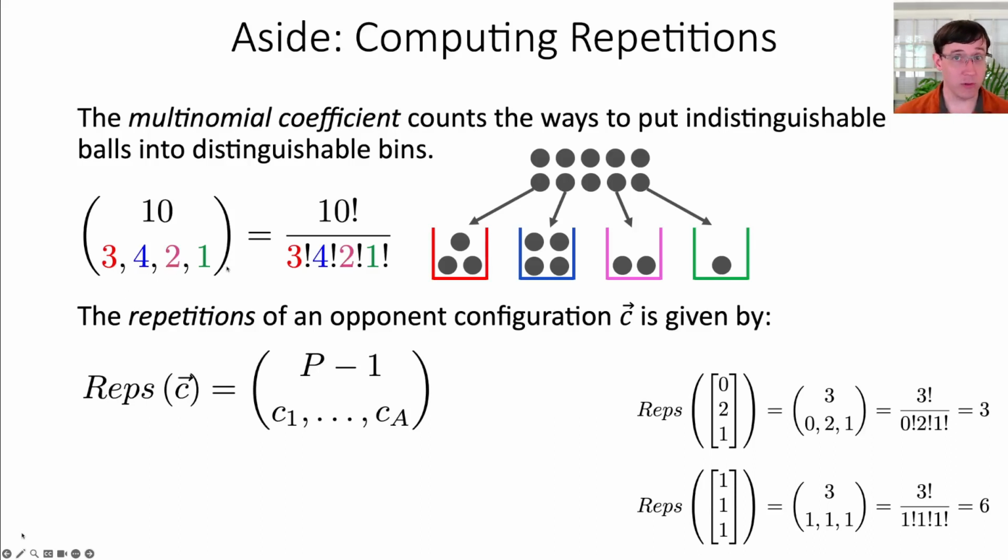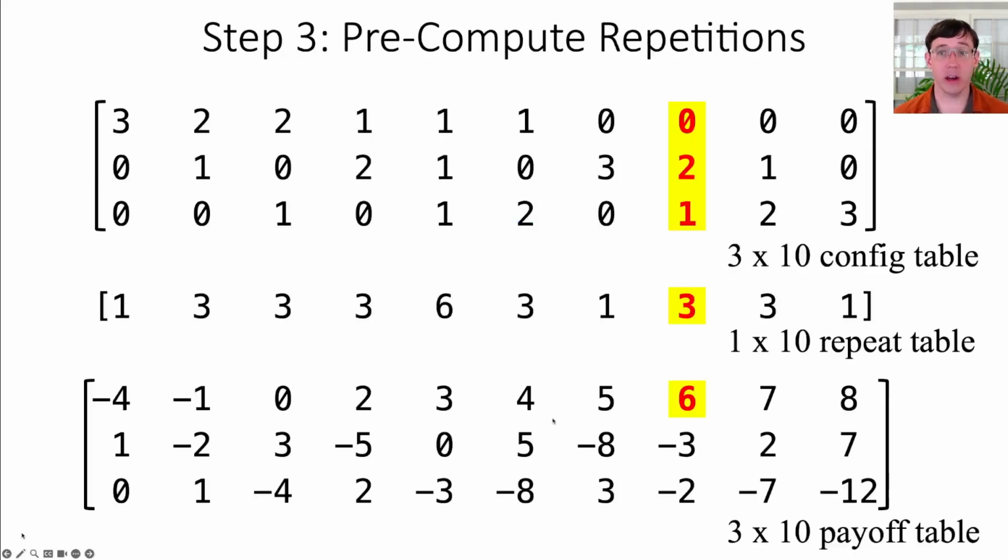The multinomial coefficient generalizes the binomial coefficient to the case where there's not just in the set and out of the set, but rather several different places where the elements could be put. And we can compute it by the factorial of the number of opponents divided by the factorial of the number of opponents assigned to each action in the current configuration. But because this number of repetitions depends only on the configuration and not on the mixed strategy that we're currently evaluating, this is actually something that we can compute once in advance and store.